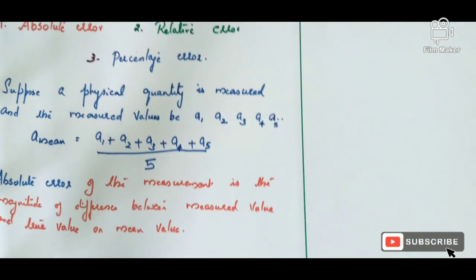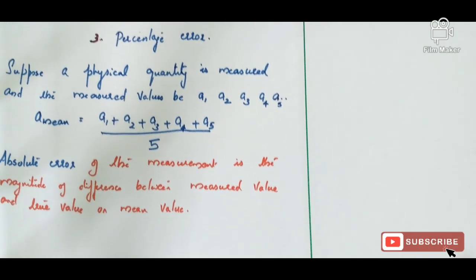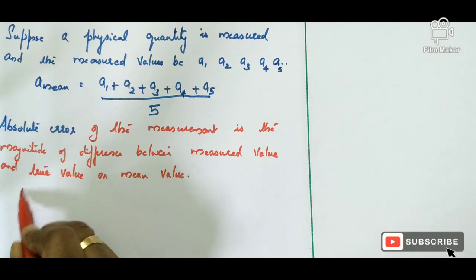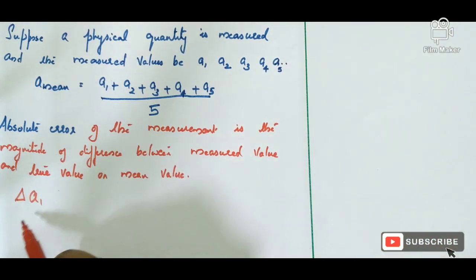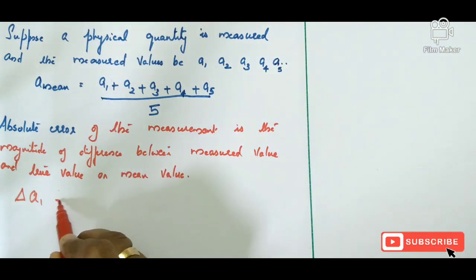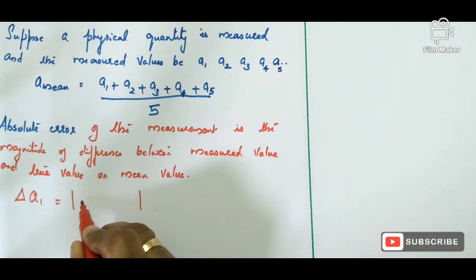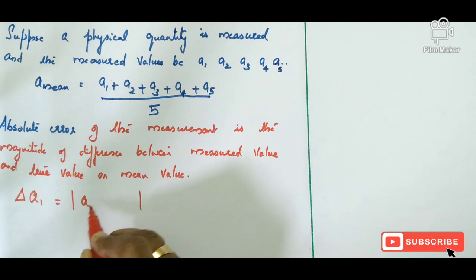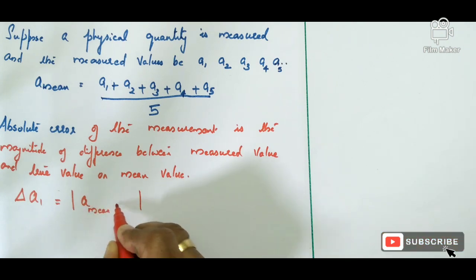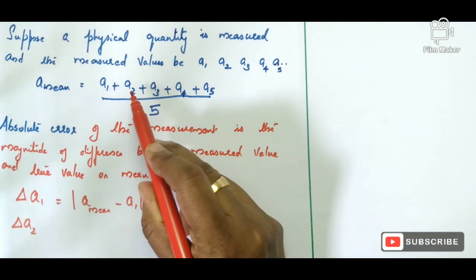Okay. Now how to represent the absolute error? Absolute error is the magnitude of difference between the measured value and the mean value. So absolute error of each measurement can be represented by delta. Delta A1 represents absolute error in the first observation, which is A1. So delta A1 is, take the magnitude. Even if it is a negative value, take the positive value only. So that is delta A1 equals magnitude of A mean minus A1.